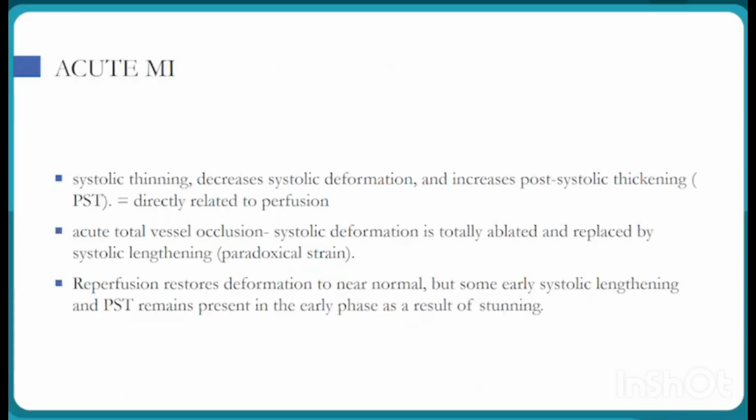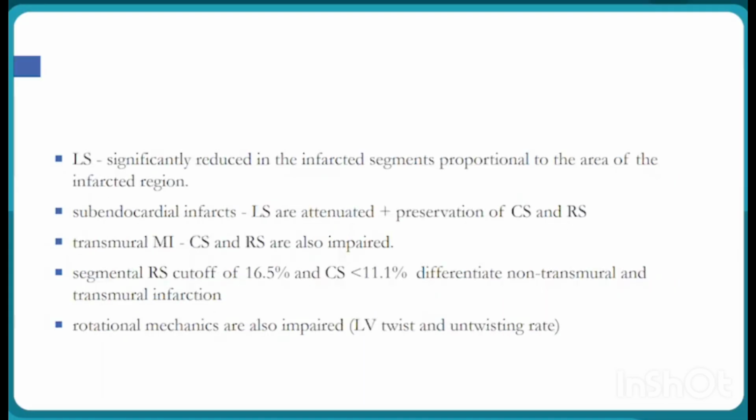And in acute MI, there is systolic thinning. It decreases systolic deformation and also increases post-systolic thickening. So it is directly related to perfusion. And in acute total vessel occlusion, systolic deformation is totally ablated and replaced by systolic lengthening, which is also like a paradoxical strain where you will find a positive strain. And once there is reperfusion, it restores deformation to near normal, but some early systolic lengthening and also post-systolic thickening remains present in the early phases as a result of stunning of the myocardium.